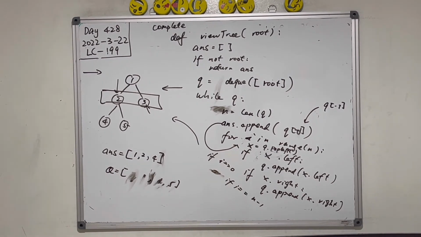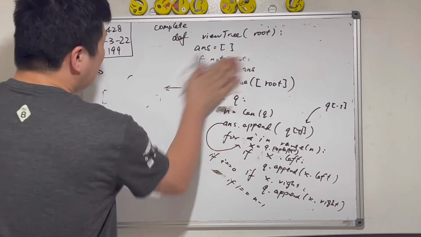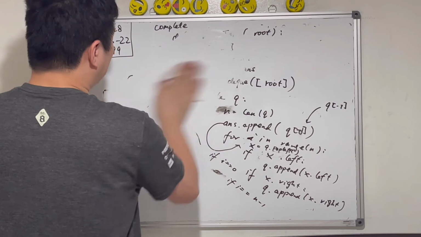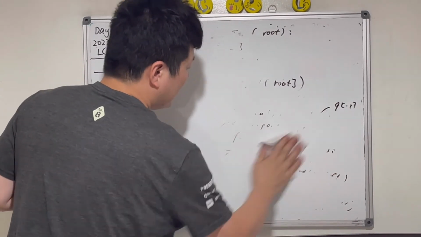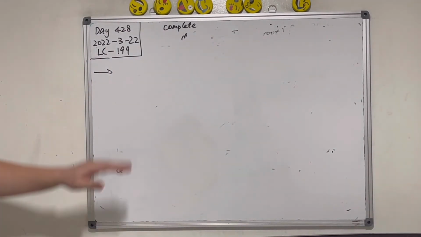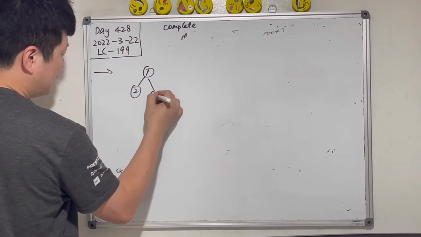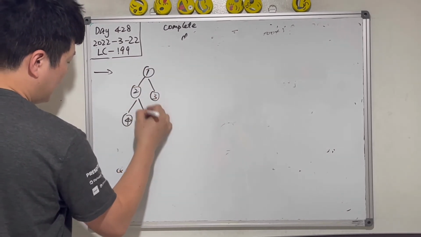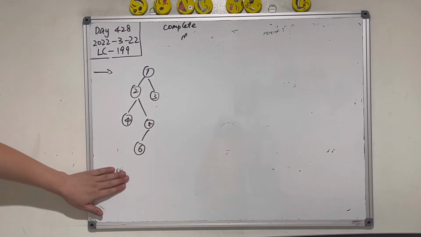Now let's go back to the depth search. So how do we use the depth search to solve this problem? Okay, I'm going to show you. Depth search is a little bit different. 1, 2, 3, 4, 5, 6. Okay, for the depth search.